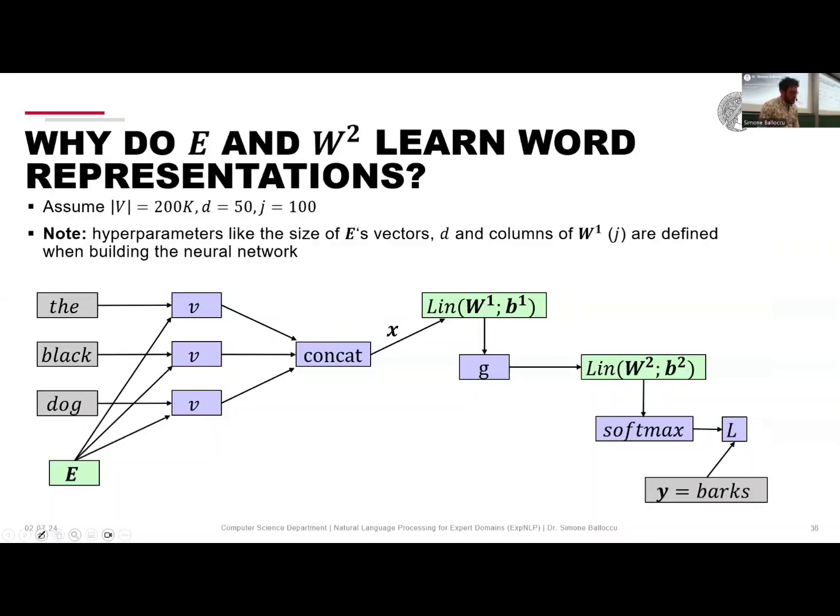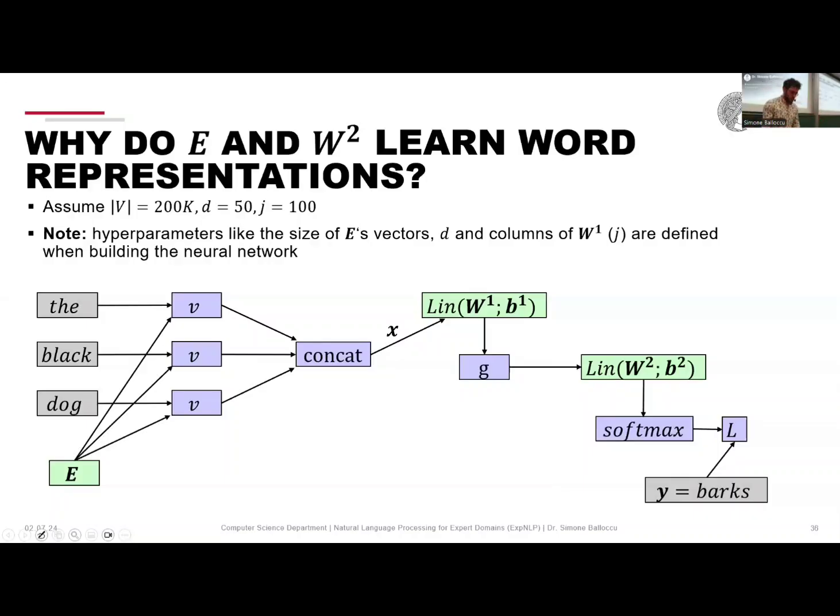Okay, so assume that we have 200,000 words in the vocabulary. That's a very small vocabulary, but we don't care. And we're going to say that the dimension of our dense vectors is 50, and J, which is some hidden dimension of the matrix, for example, is 100. Keep in mind that the size of the vectors and also the columns of the matrix are hyperparameters. They are set up before, when you implement your neural network. They don't change during the, yes?